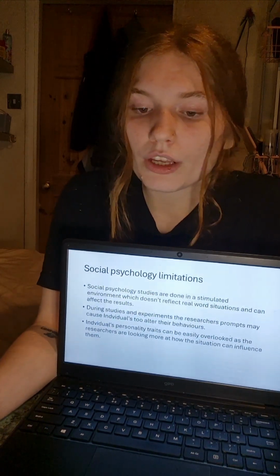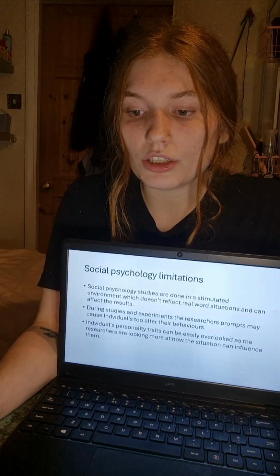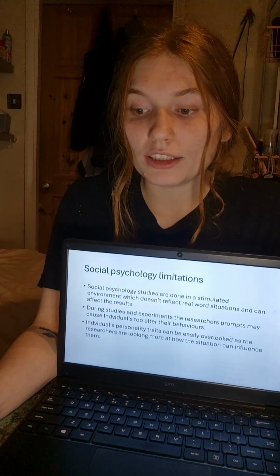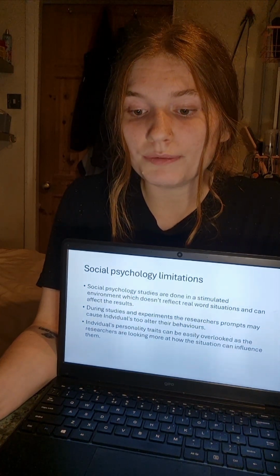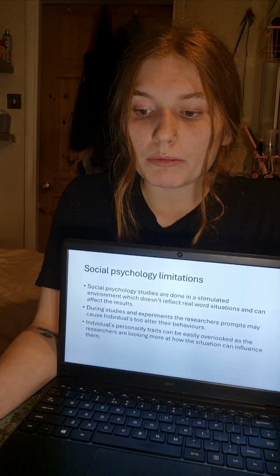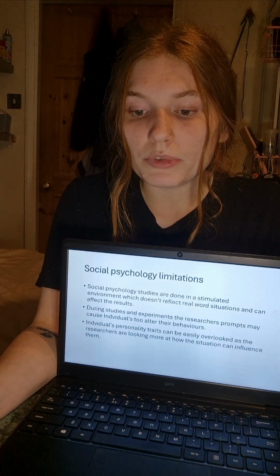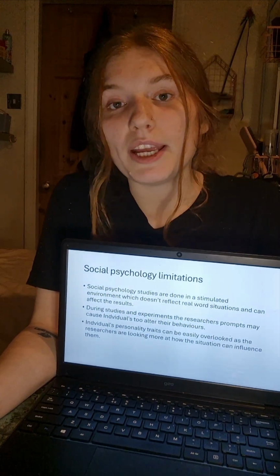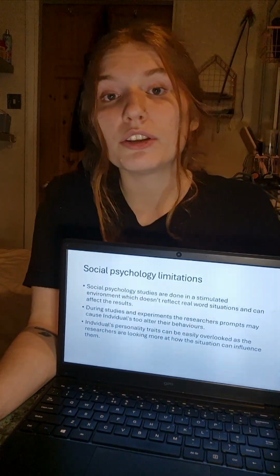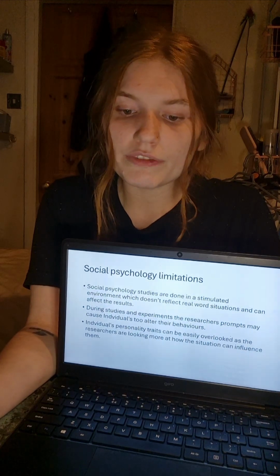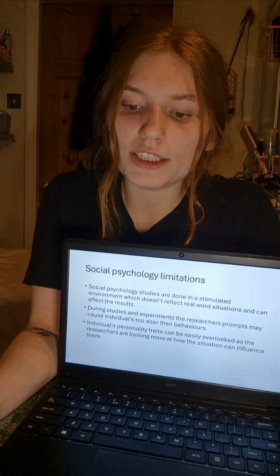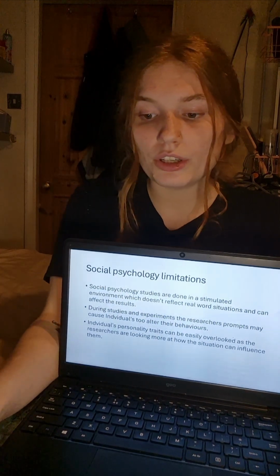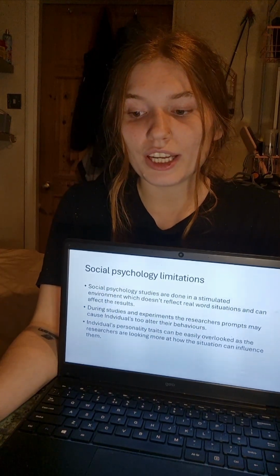Limitations. Social psychology studies are done in a simulated environment which does not reflect the real world, and this can also affect the results. During studies and experiments, the researchers' prompts may cause the individuals to alter their behaviours because they may feel like they are doing the wrong thing. Individuals' personality traits can be easily overlooked as the researchers are looking more on the situation, on how the situation can influence them.